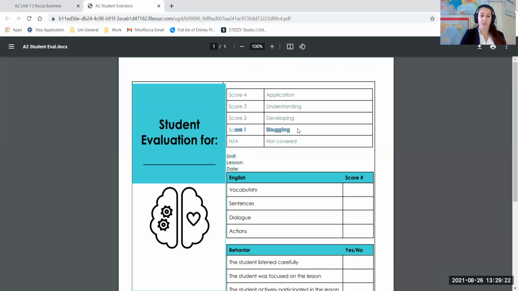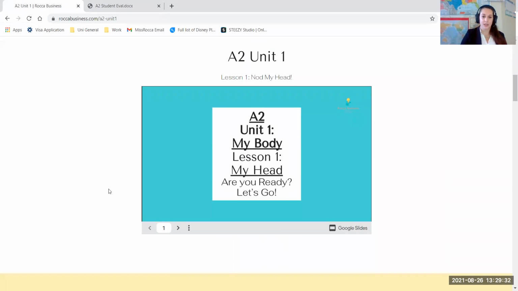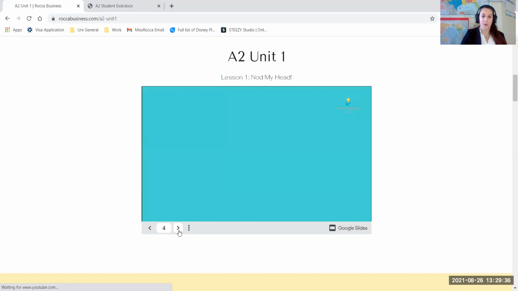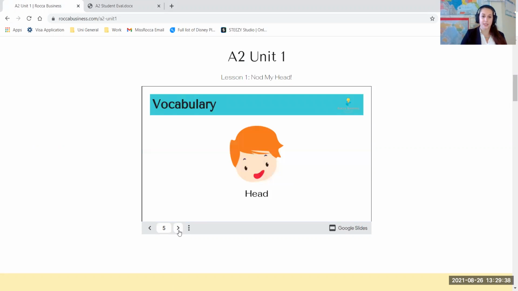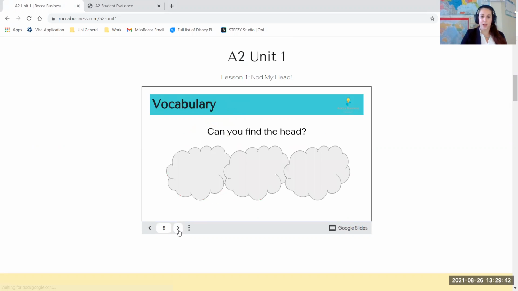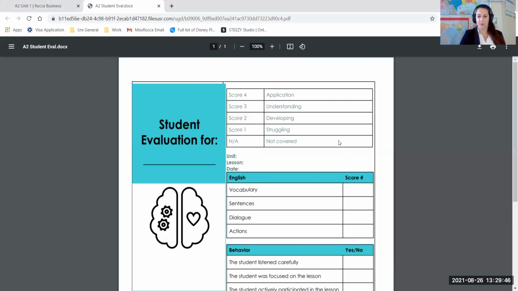Score of 1 means a student is struggling. So this could mean that either they are non-responsive or their responses just don't make sense. For example, in this lesson, one of the things I need to say is, "This is my head." Maybe you ask them, "What is this?" and they say yes. That would be an example of them just struggling and not understanding.